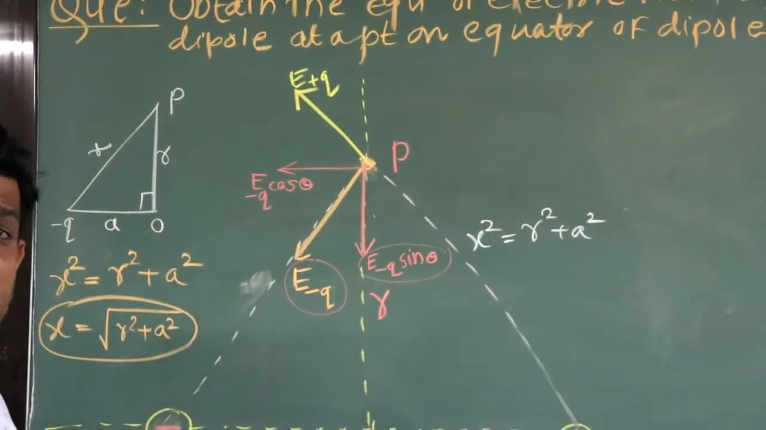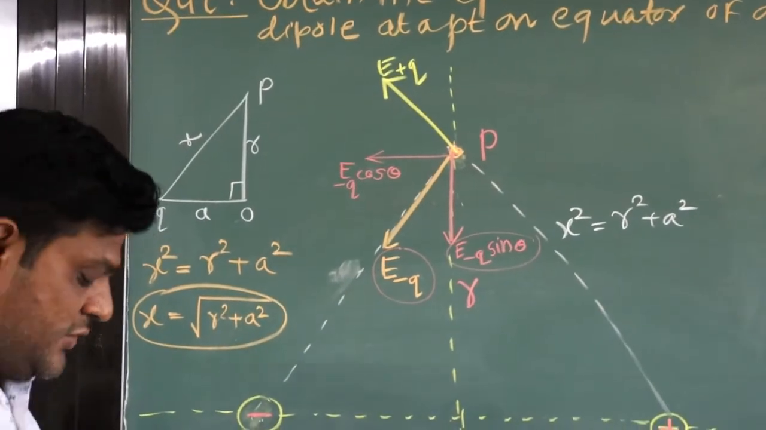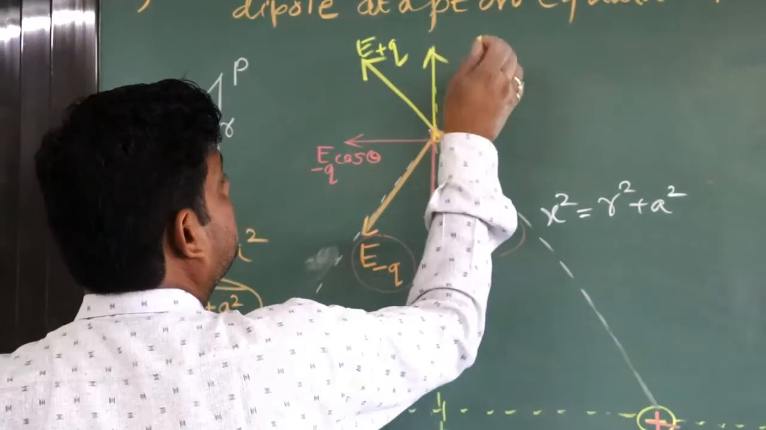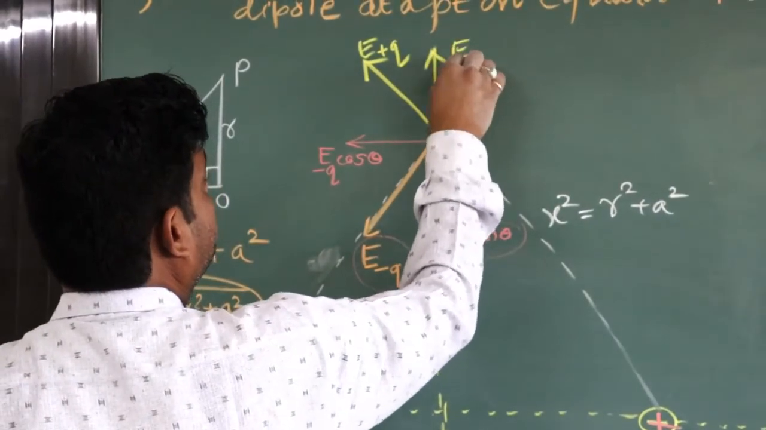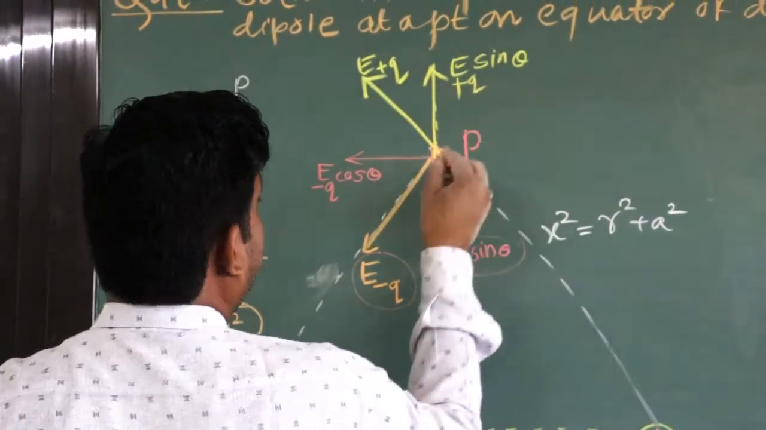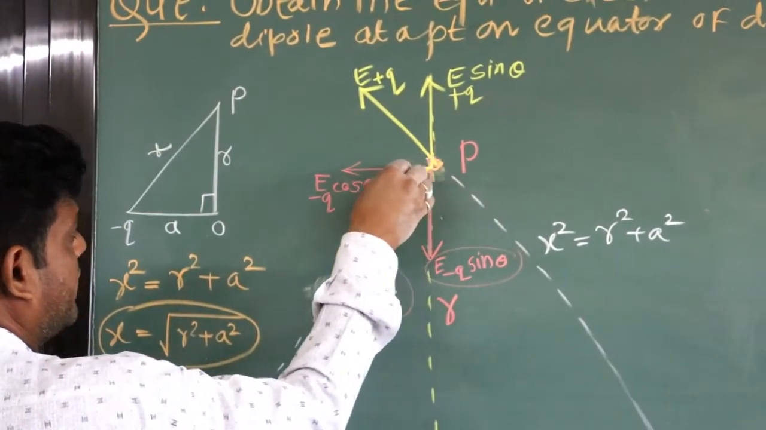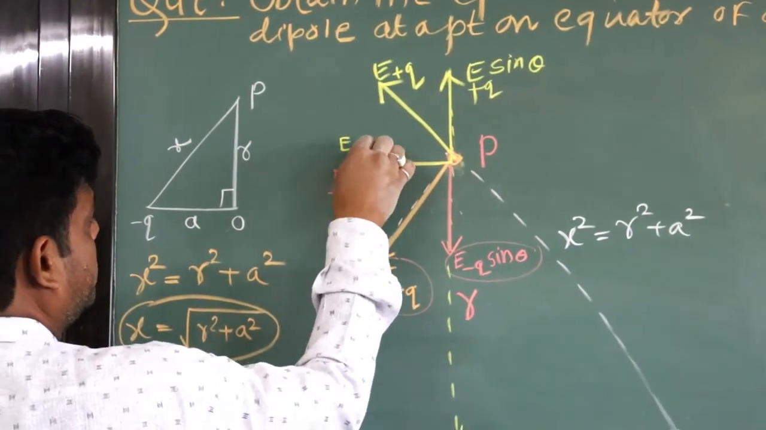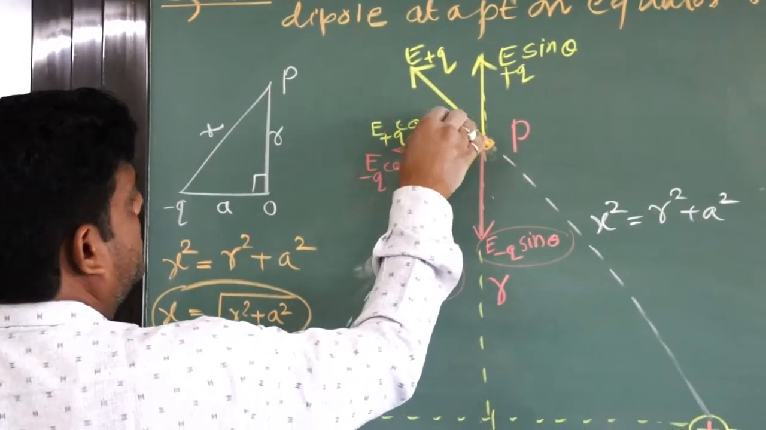Similarly, what are the components of E plus q? The components of E plus q will be like this. So this is the component of E plus q, and that will be E plus q sine theta. And similarly, the component of E plus q over here we will write like this: E plus q cos theta.